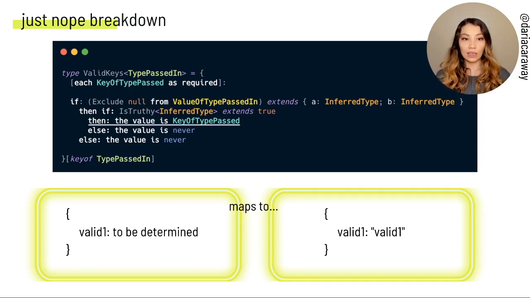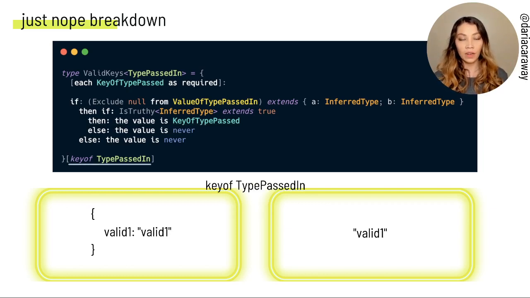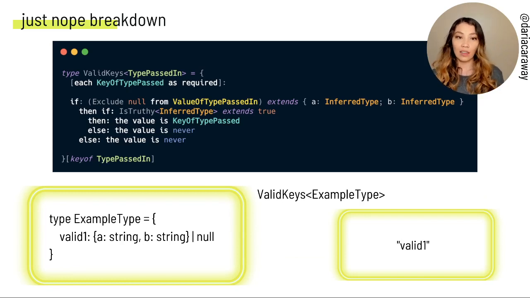So what that's going to give us is a type where the valid keys are mapped from the key to the name of the key. Then lastly, we want to get back just the names of the keys, which we've set as the value. So we're going to use keyof to index back onto the type to give us just the values, which in this case are the names of the valid keys. So we're going to get back just the string valid1. Altogether, given this example type, when we run it through our valid keys type, we're going to get back the string valid1 because valid1 is a valid key.